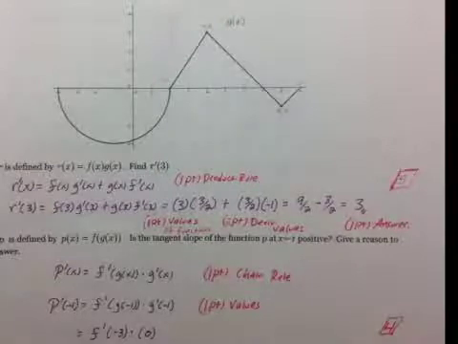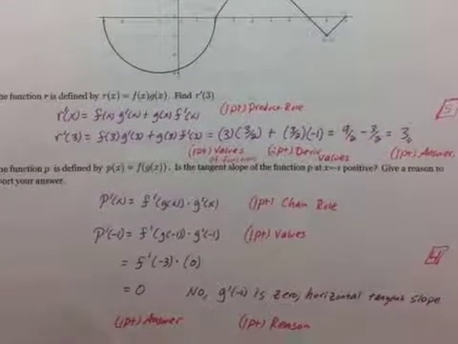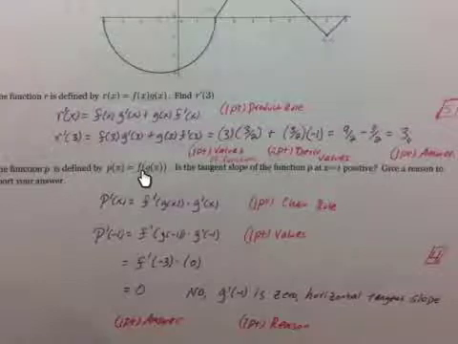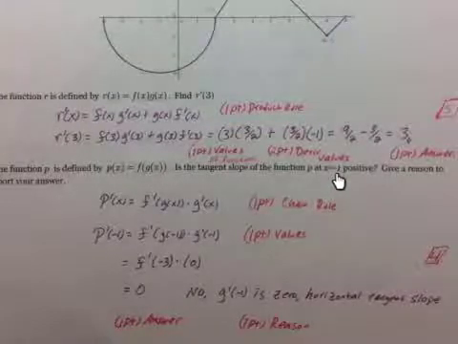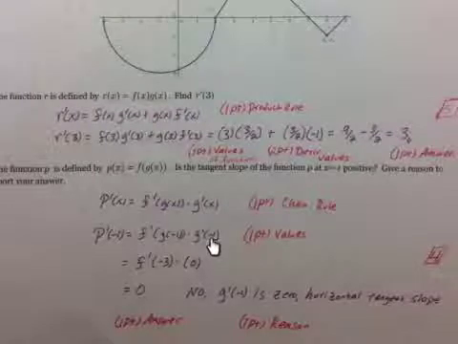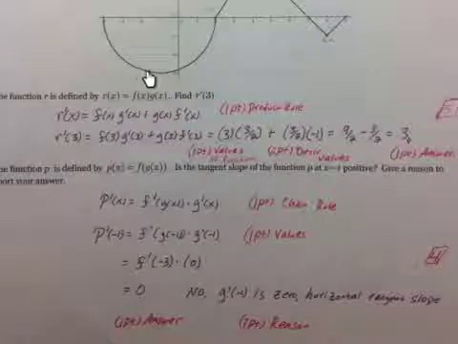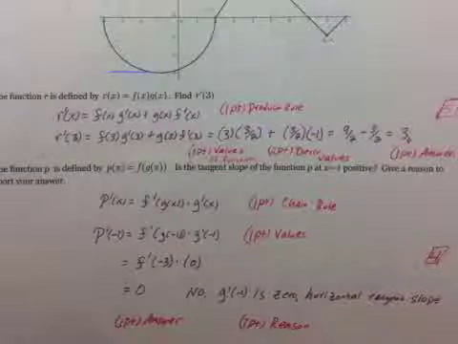For the last part, you had to use the chain rule. Because you have a composition, you have basically inside f of x, you have g of x. So the chain rule looks like this. I'm looking to plug in negative 1. So g prime of negative 1 is the value of the slope. So the slope here would be a horizontal line. So if I were to draw a tangent line, it'd be horizontal like this at negative 1.